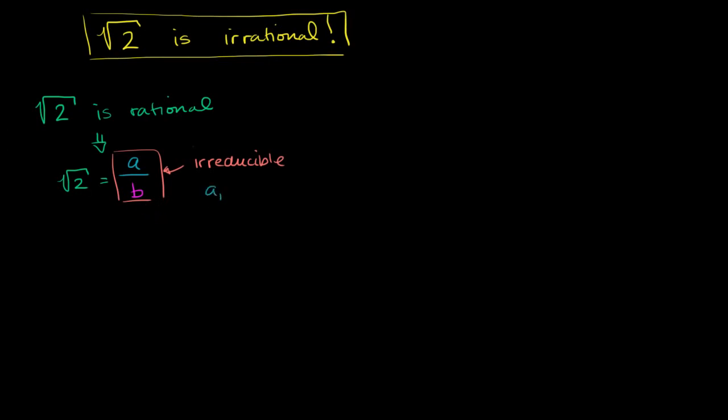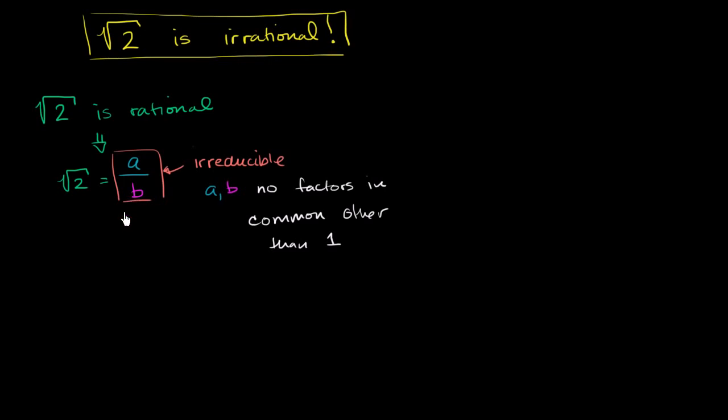A and b have no factors in common. No factors in common other than, I guess, 1. So this is irreducible. These two numbers are co-prime.